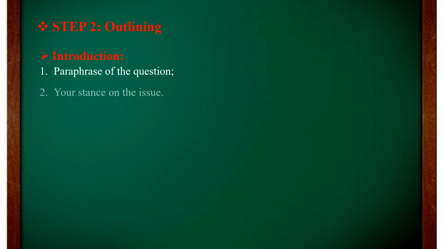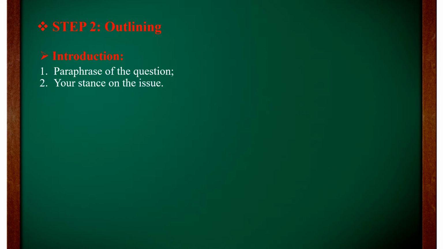Step 2, outlining. There are 3 crucial items here: introduction, idea, and summary. First of all, introduction. In the introduction, you should include 2 things. 1, you should include the paraphrase of the prompt question. 2, you should include your stand after the paraphrase.